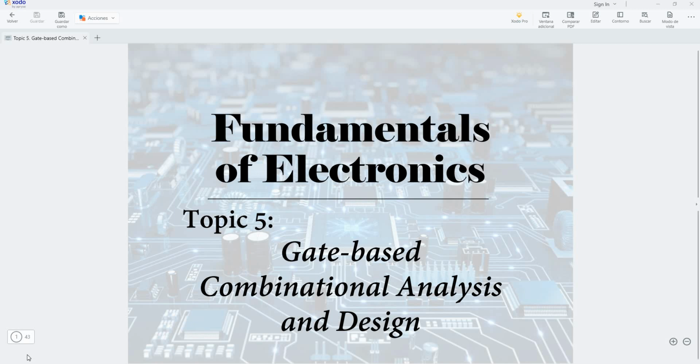Hello everyone. In topic 5 we are going to see the design and the analysis of combinational systems using logic gates. Remember that a combinational system is one for which the outputs only depend on the value of the inputs at any time. The system doesn't depend on what happens in the past. It's a combinational system. In topic 4 we have established the basis of the digital system. So now I think we are ready for the analysis and the design.